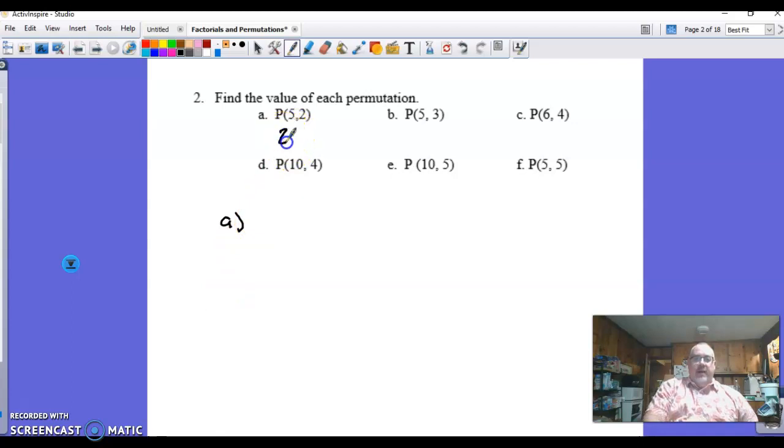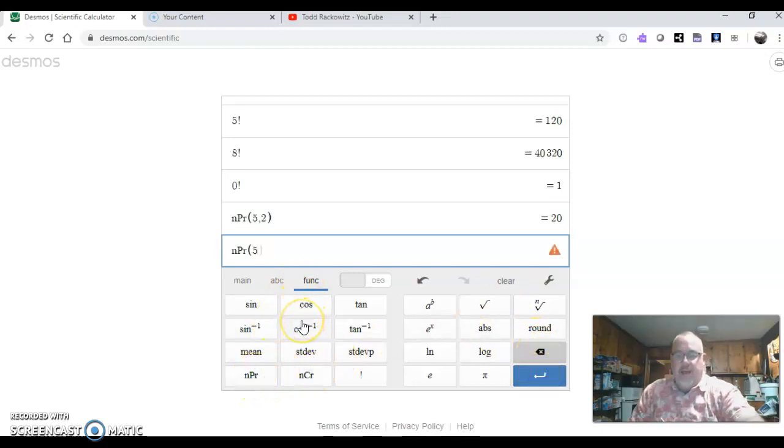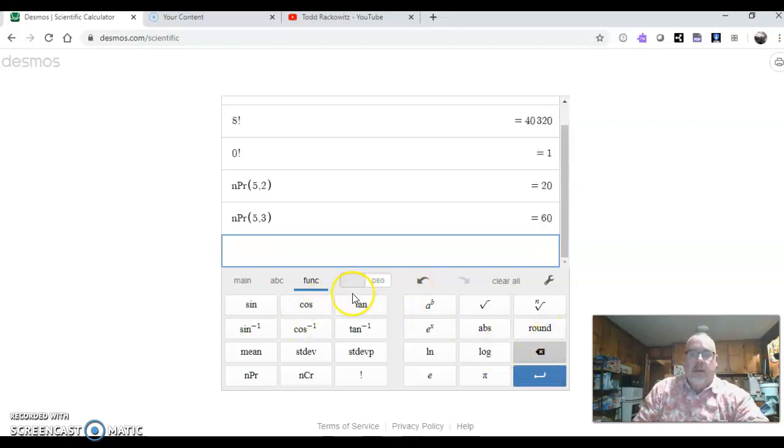If we're just evaluating, you can go straight to your calculator. So 5 comma 3, and 6 comma 4. P with 5 comma 3 and 6 comma 4. So 60 and 360.